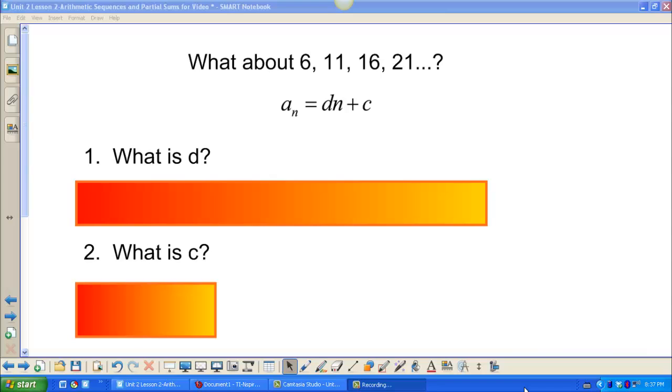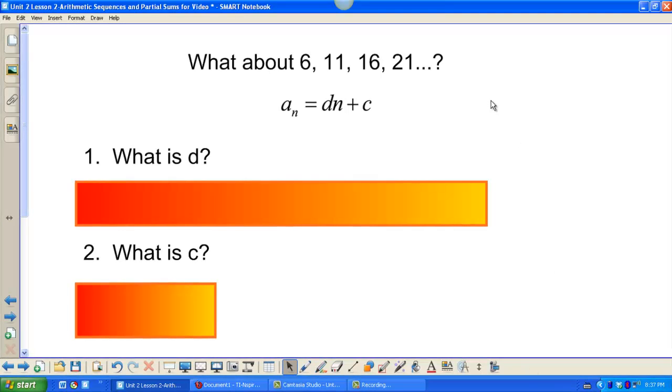So let's look at the sequence 6, 11, 16, and 21 and come up with a rule for how to find nth terms of this arithmetic sequence. Well, I'm using a formula similar to mx plus b, but now that we are in sequences, we use a sub n equals dn plus c, and I have to find d and c. D is our common difference.